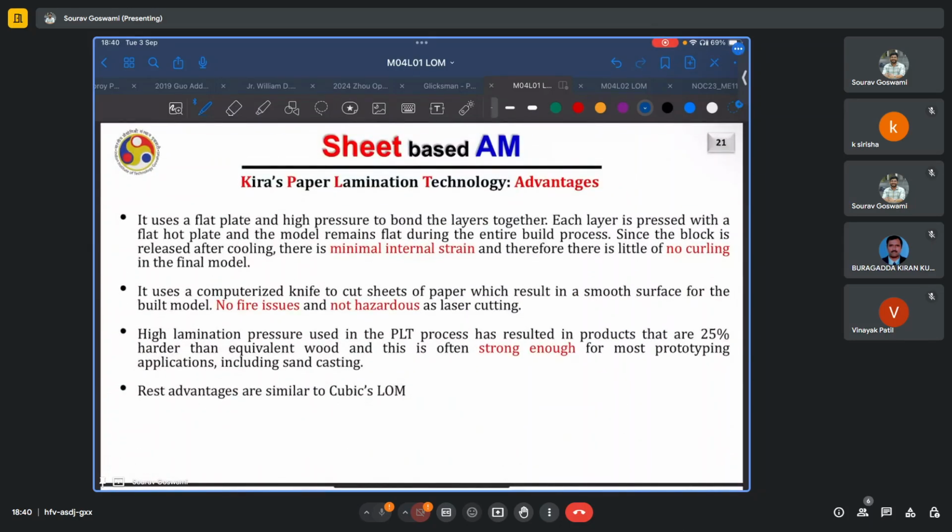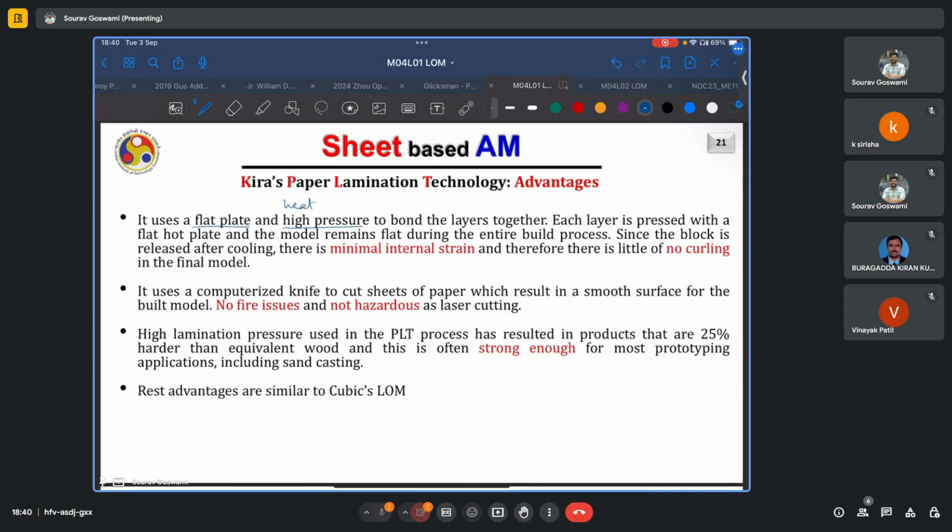Kira's paper lamination technology offers certain advantages. It uses a flat plate and high pressure along with heat to bond the layers together. Each layer is pressed with a flat hot plate and the model remains flat during the entire build process.